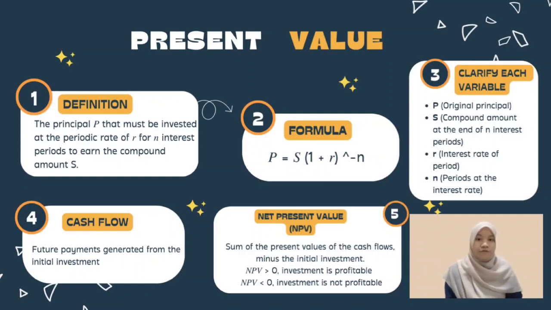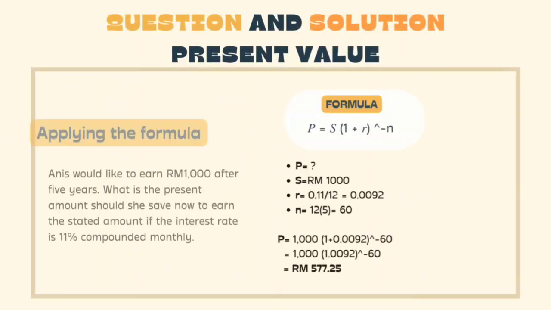Number 4, cash flow: future payments generated from the initial investment. Number 5, net present value, NPV: the sum of the present value of the cash flows minus the initial investment. NPV more than 0, the investment is profitable. NPV less than 0, the investment is not profitable. Questions and solution: present value.